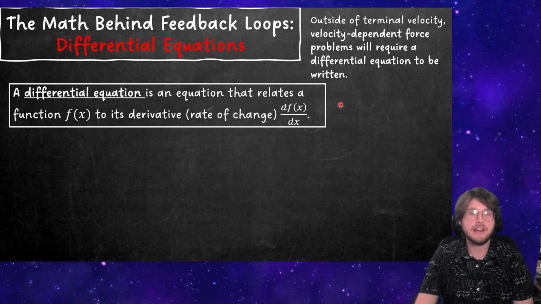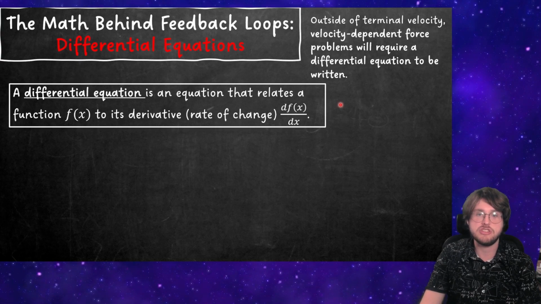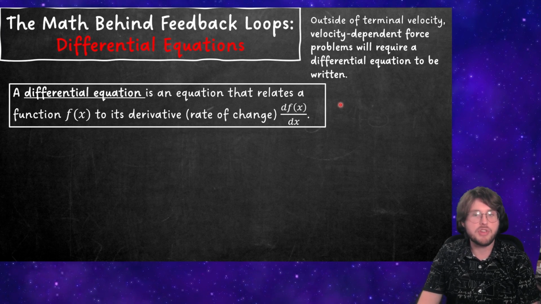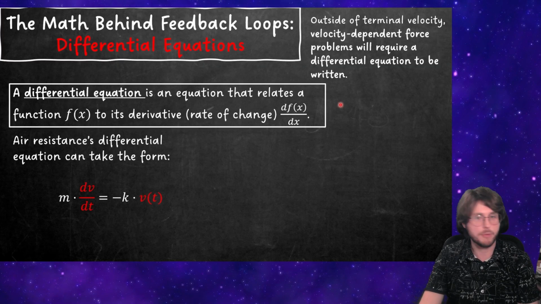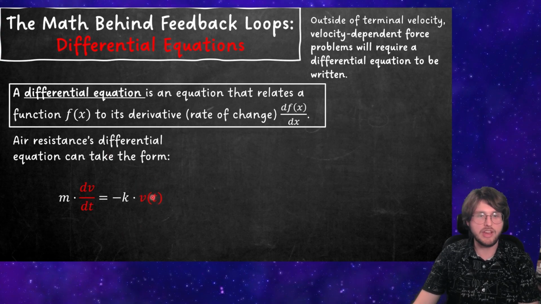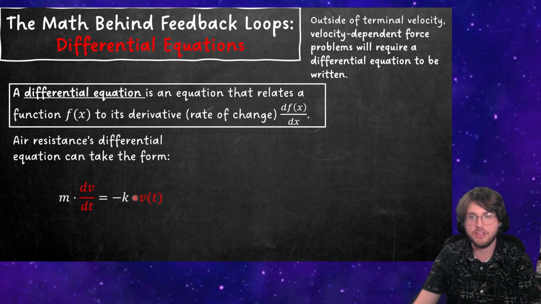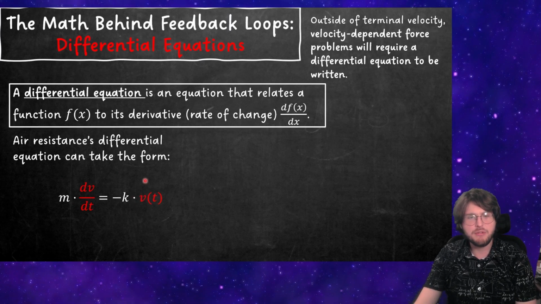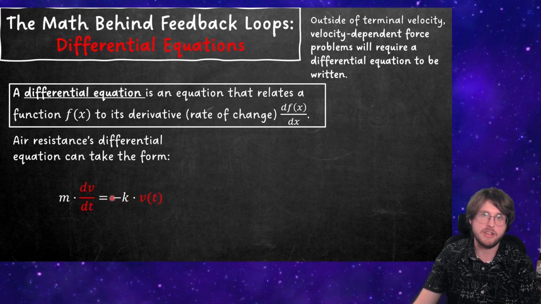So a differential equation at its core is an equation that relates a function f of x to its derivative, or rate of change df over dx. So for air resistance specifically, we'll find that the differential equation can take the following form here, where on the left side, dv over dt is the derivative of velocity, and on the right side, v of t is the velocity as a function of time. Two other things here are constants, and they really don't have much of a bearing on the form of the differential equation, besides being important information for specific quantities that we'd want to find.